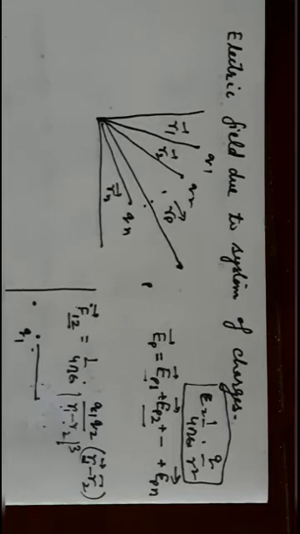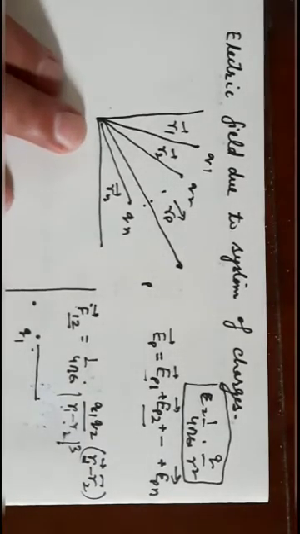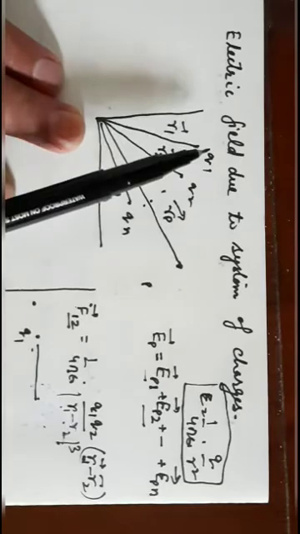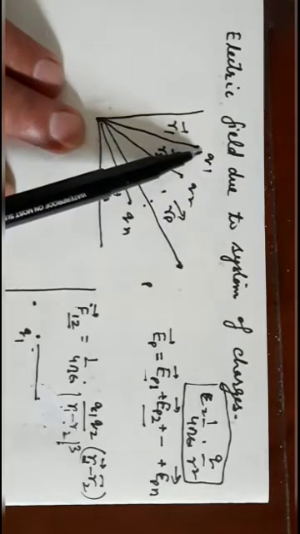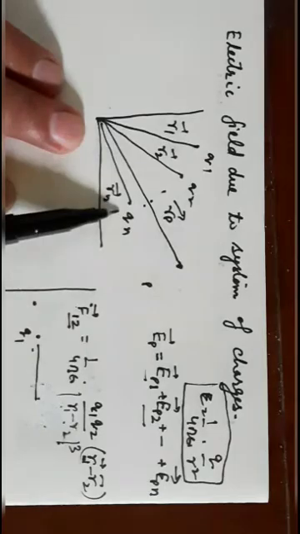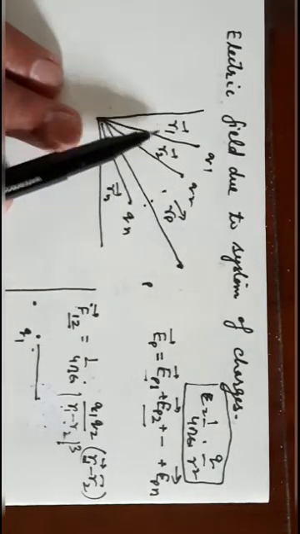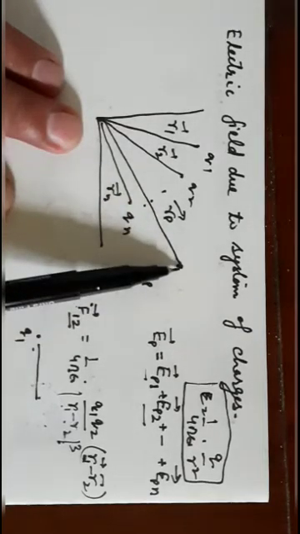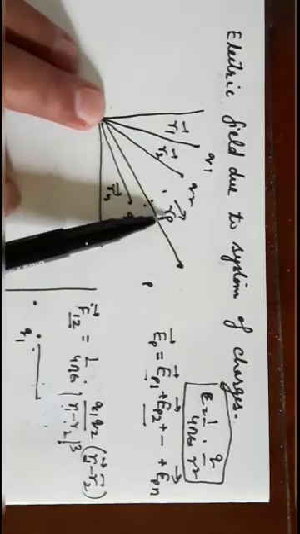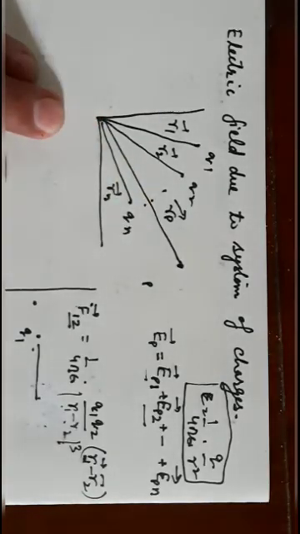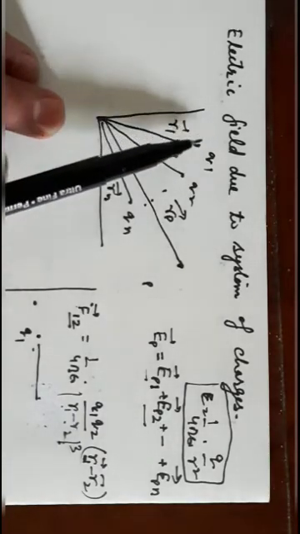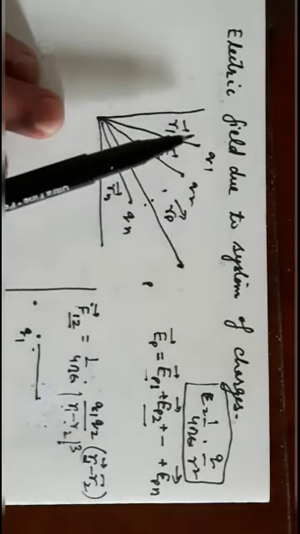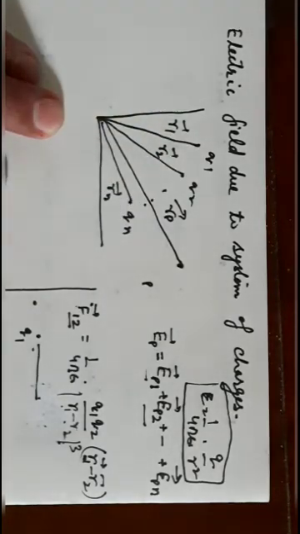To do so, I have chosen this reference frame and we have n number of charges, that is q1, q2, and so on up to qn, having position vectors r1, r2 and so on rn. Let P be the point having position vector rp, where I want to calculate the electric field because of all n charges, that is q1, q2, q3 and so on qn.